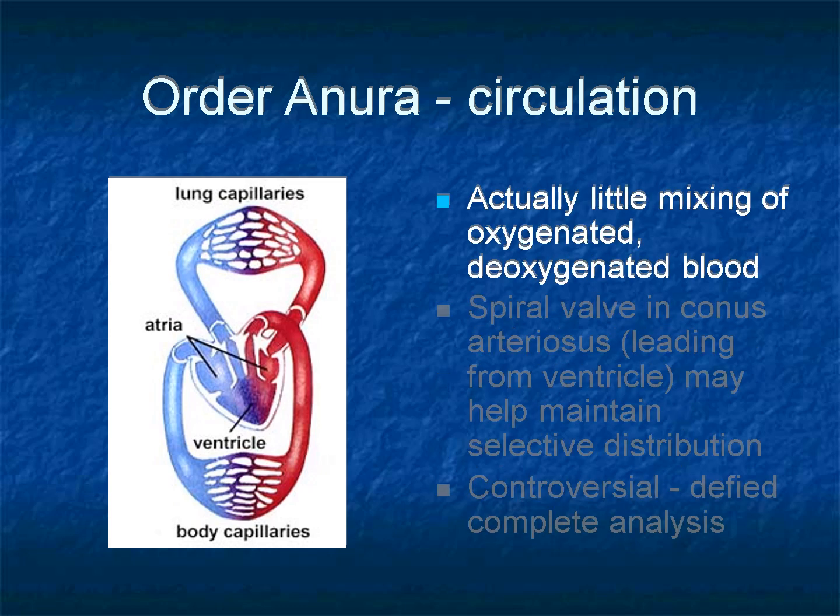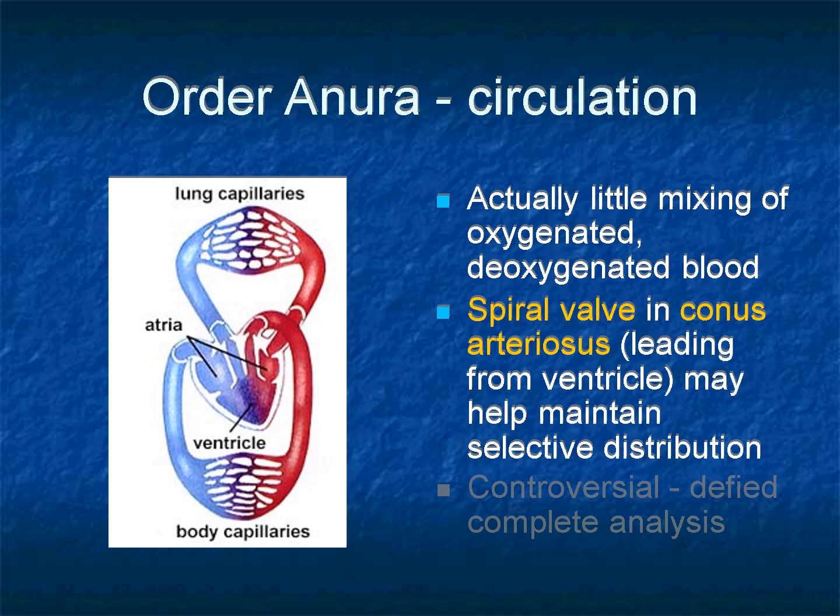Little mixing of blood occurs when oxygenated and deoxygenated blood pass through the spiral valve, which is responsible for maintaining selective distribution. This spiral valve is present in the conus arteriosus. Interestingly, the exact mechanism for blood separation in the conus arteriosus is still controversial and requires further research.